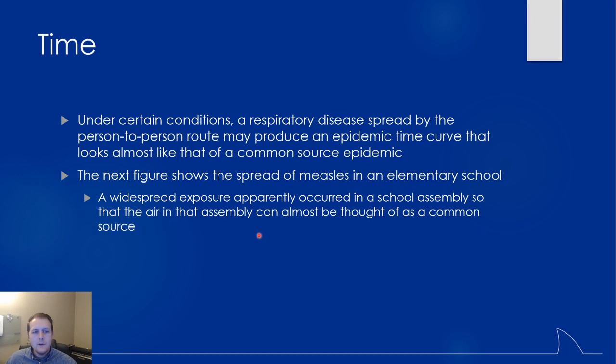And then under certain conditions, things like respiratory disease spread from person to person may produce a curve that almost looks like a common source exposure. So here would be an example of a case of measles that was spread in an elementary school. And so basically by having this widespread exposure occurring in a school assembly, it was being spread around the air in the assembly, and it was thought of as a common source exposure.